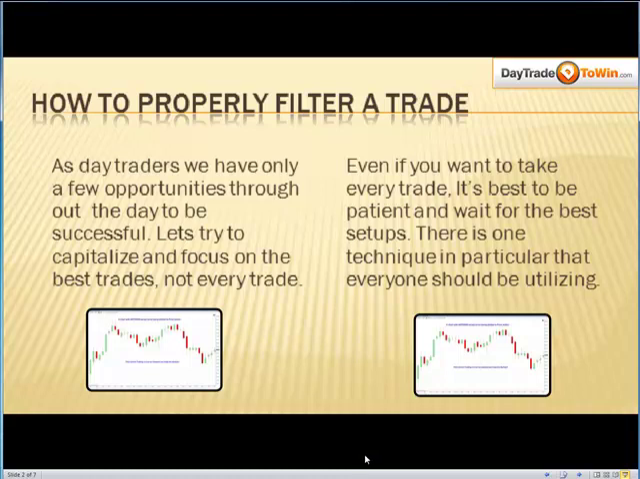There's one technique in particular that I use, and I think everybody should be utilizing. I'm going to show you in the following series a number of charts and explanations on how to properly filter a trade. So when you enter a trade, you know in advance whether or not it's going to work out in your favor or not.